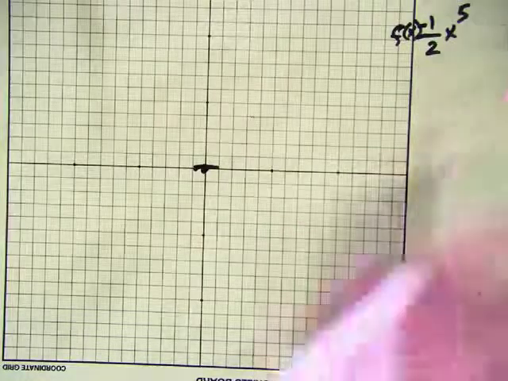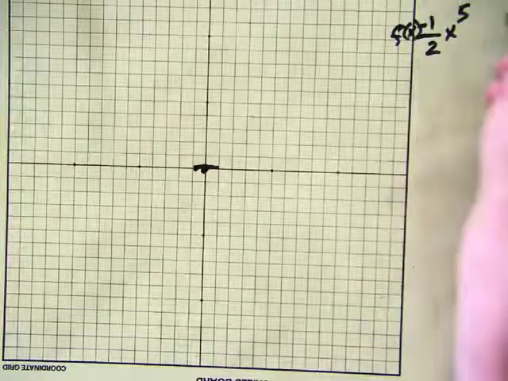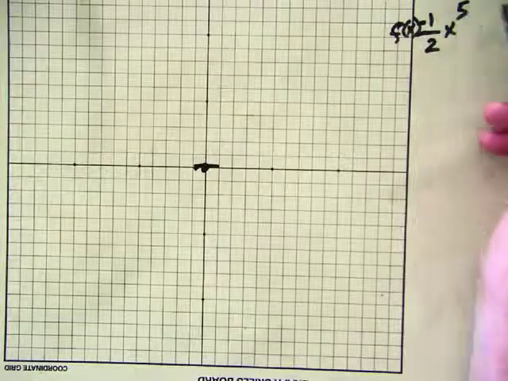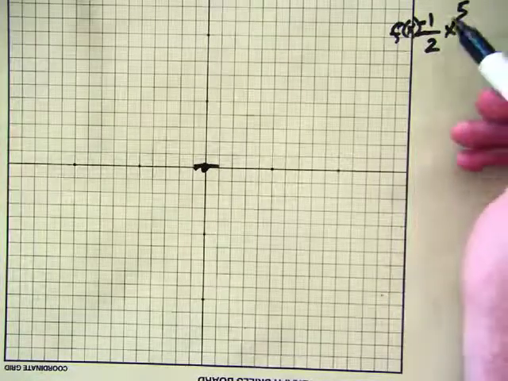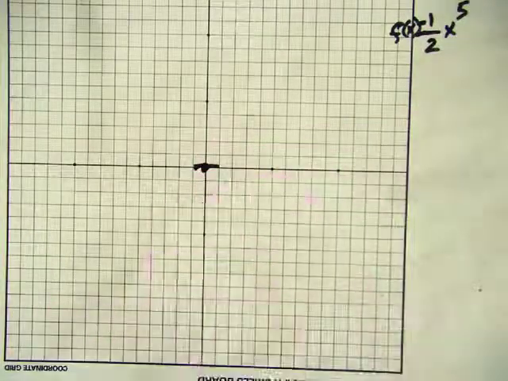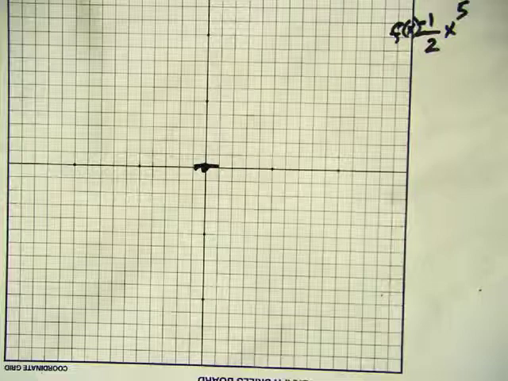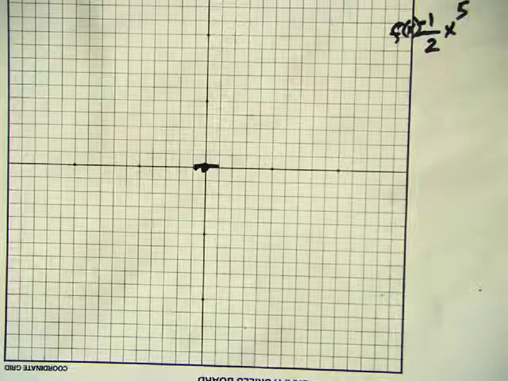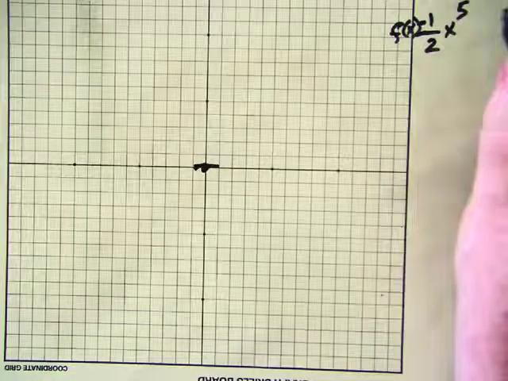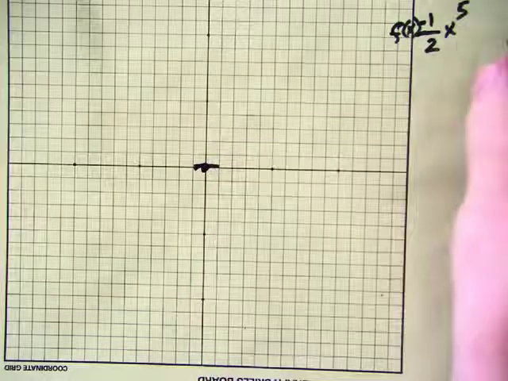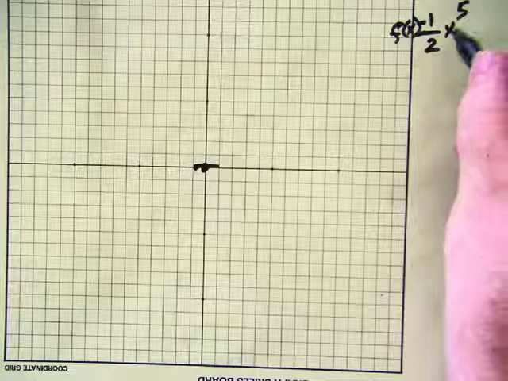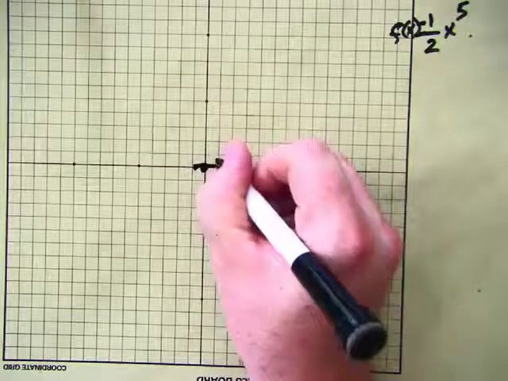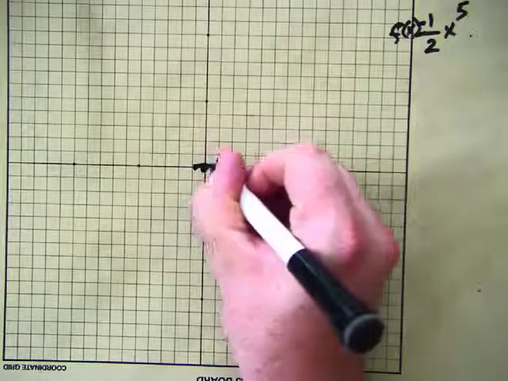Now let's put in a 1. If we plug in 1, 1 times 1 times 1 times 1 times 1, 5 times, we get 1. 1 times 1/2 is 1/2. And so when it's 1, it's 1/2. So it's going to go up like that.